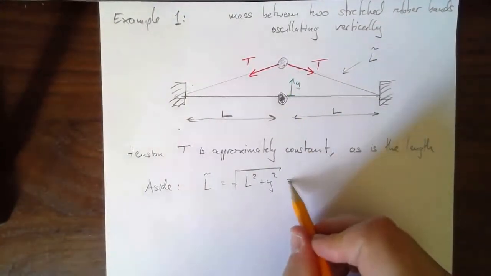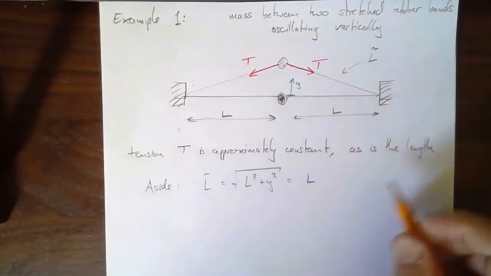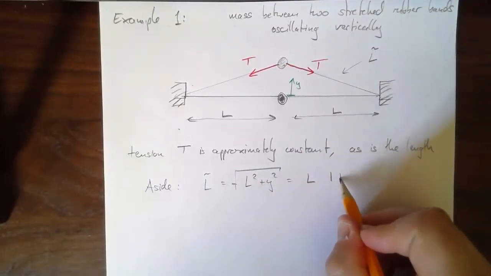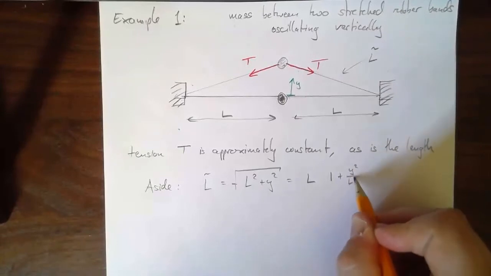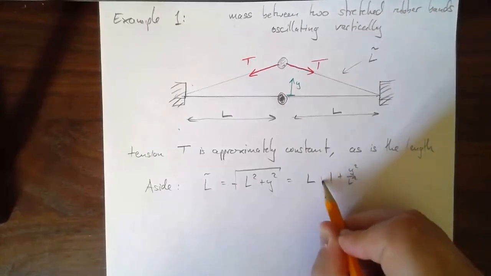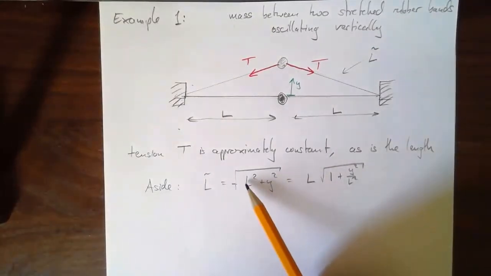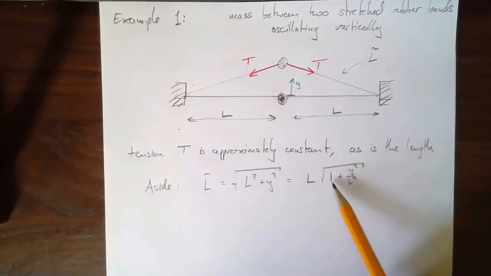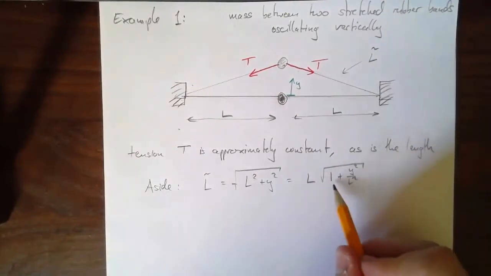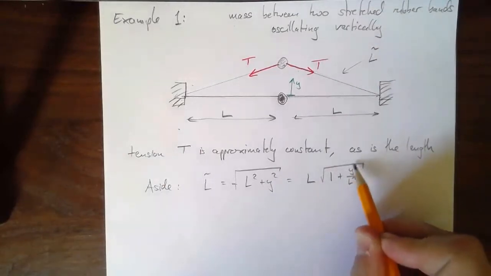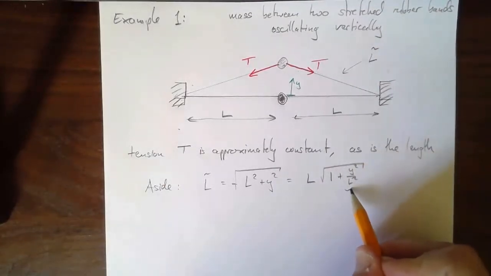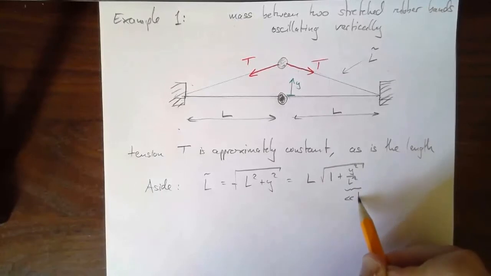Now I can write this as L. I can take out a factor of L, times the square root of 1 plus y squared over L squared. Make sure you follow the algebra here, right? I've simply factored out L squared and taken it outside the square root. So that's equal to this. This is exact. And then, I'm assuming this thing here is much smaller than 1.